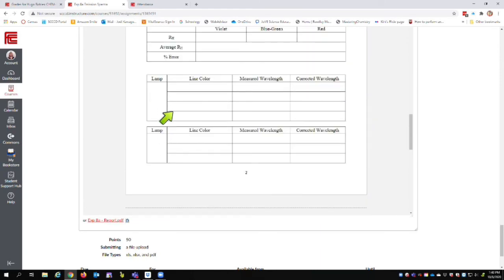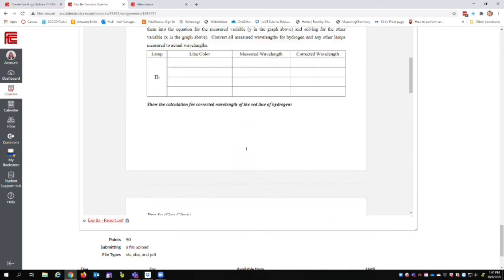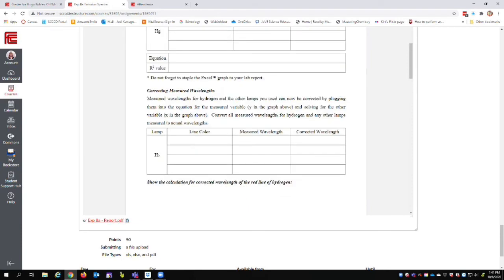here's for the other two lamps. So for the hydrogen lamp, I want you to show me how you calculated the corrected wavelength for the red line. So you're going to take your red line measured wavelength, you're going to plug it into the equation that you get from your graph, and you're going to solve for x. So that's what's happening here.